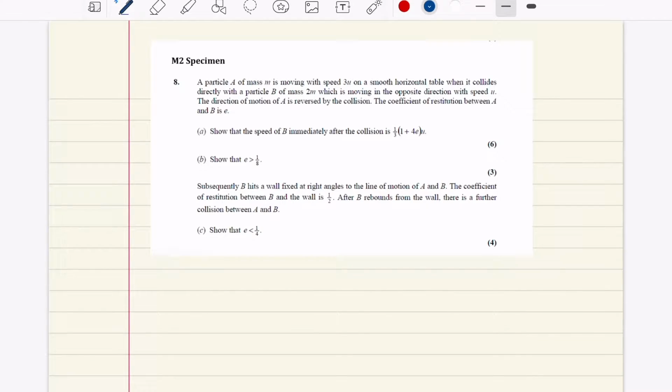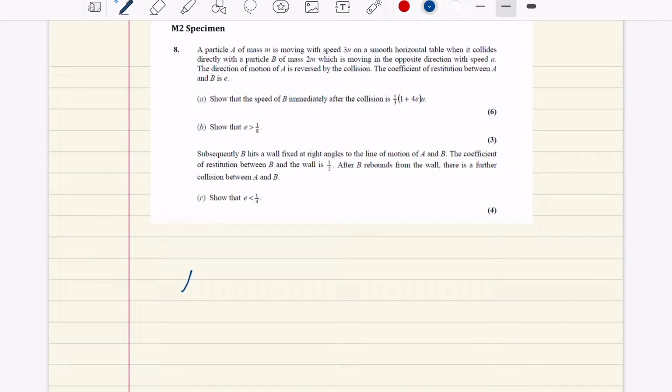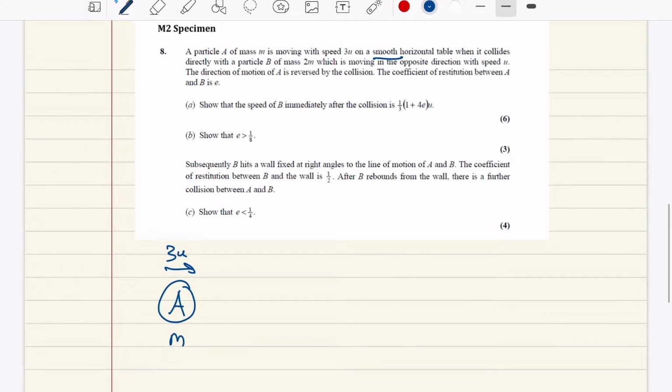In this video, I'm going to talk about two questions for elastic collision in one dimension. The first question: a particle A of mass m is moving with speed 3u on a smooth horizontal table. Smooth means no friction. It collides directly with a particle B of mass 2m, which is moving in the opposite direction with speed u.